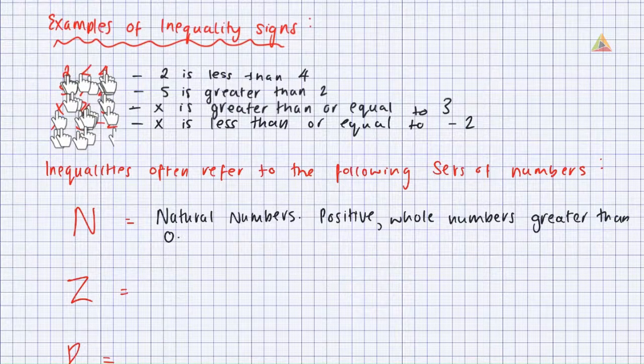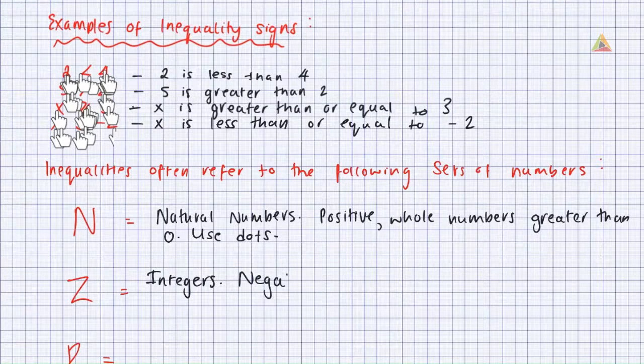Now, when you're using natural numbers on a number line, you use dots, and that will make more sense when we start looking at number lines soon. So you use dots on a number line. Next one we're looking at is Z. Z means integers. So integers, they are negative and positive whole numbers.